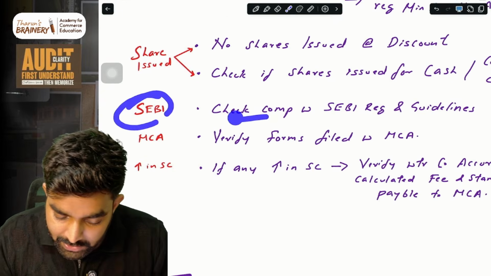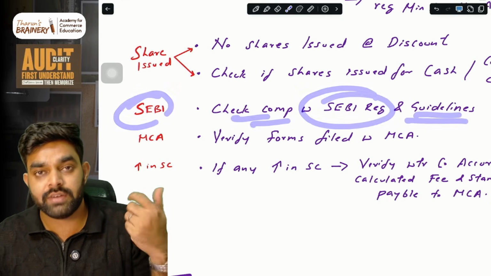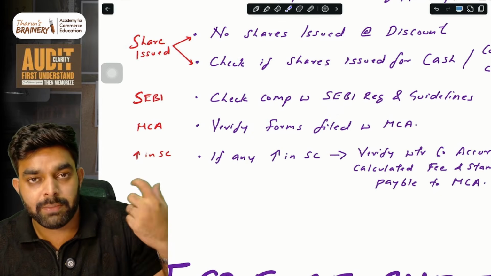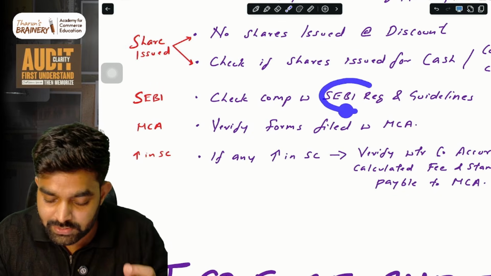Then SEBI, check the compliance with the SEBI regulations and guidelines. If it is a listed company and they are issuing shares, they have to follow SEBI regulations. So make sure if the company has issued any shares, buyback, anything, they have followed the SEBI regulations.